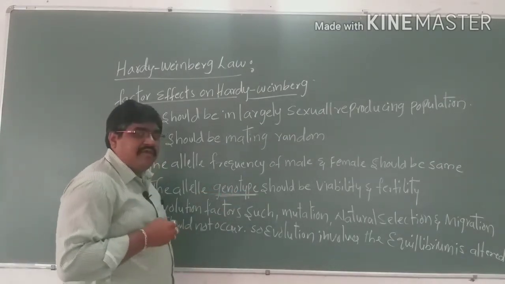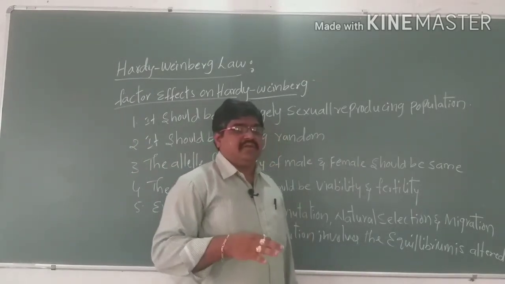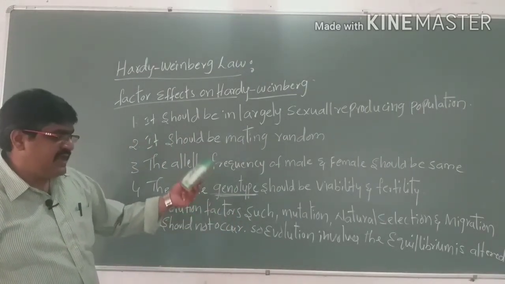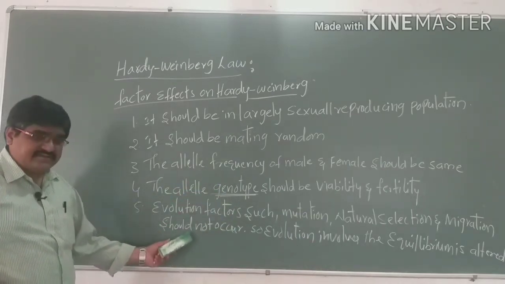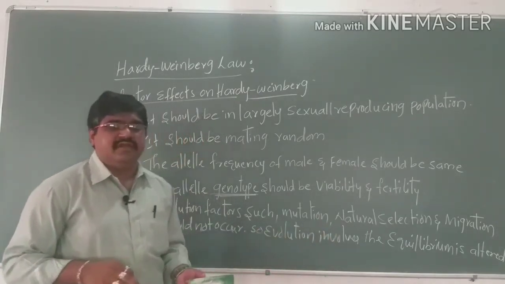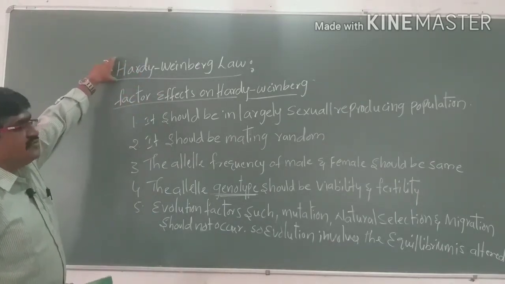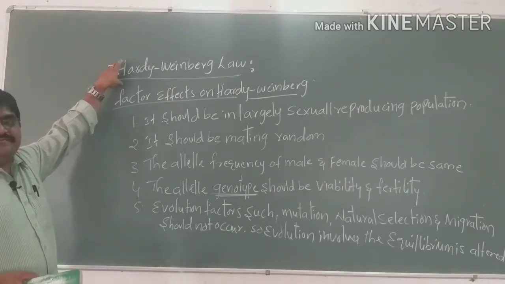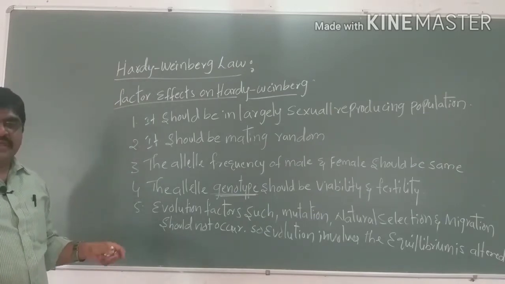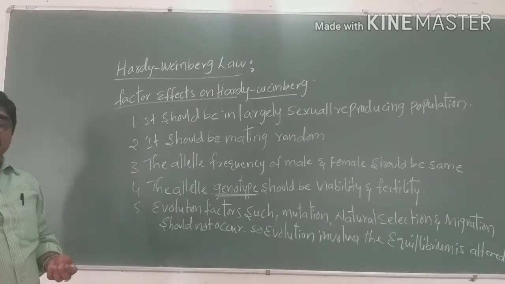That genotype should have viability. That means lifespan should be present and they should reproduce young ones. That would take place in the gene frequency. And evolution factors such as mutation, natural selection and migration should not occur. But evolution involves the equilibrium being altered. When equilibrium is maintained, the gene frequencies remain constant from generation to generation.